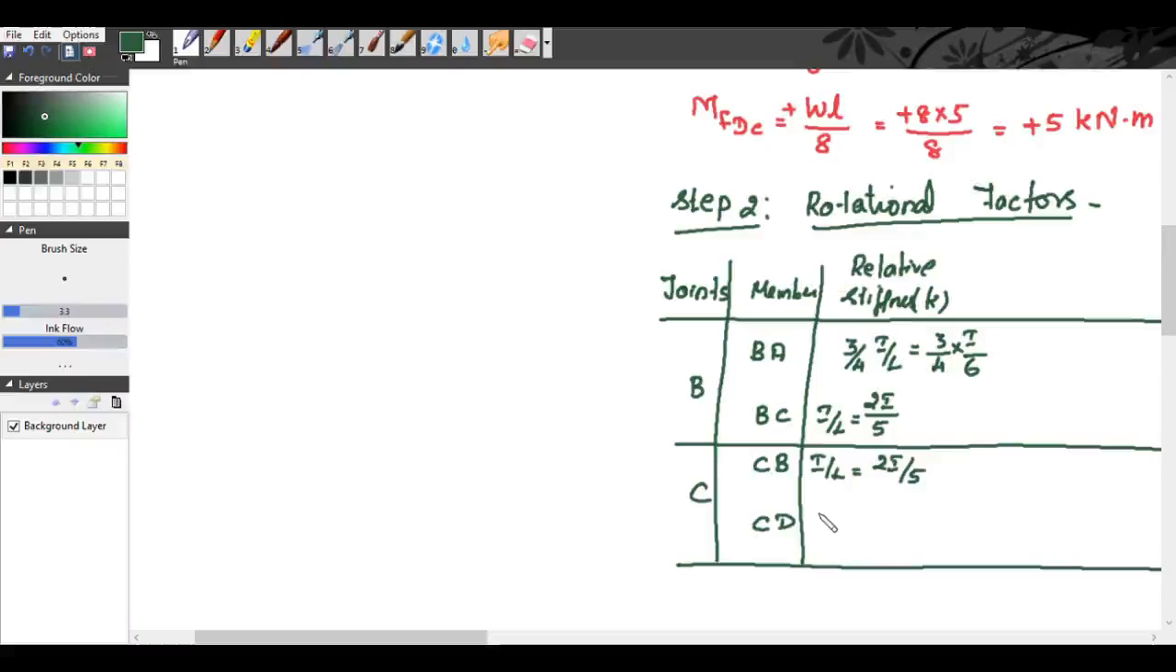Now for the span CB, the far end is simple support. So it is 3 by 4 of I by L. So B, 3 by 4 of I and L is 5, and the intermediate support should be considered as fixed support.